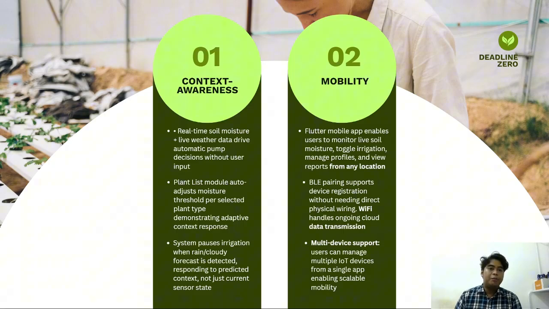The second is the mobility. It is also strong. Users can monitor soil moisture, control irrigation, manage plant profiles, and view reports through the Flutter mobile application. The system also supports BLE pairing for device registration and Wi-Fi for ongoing cloud data transmission.